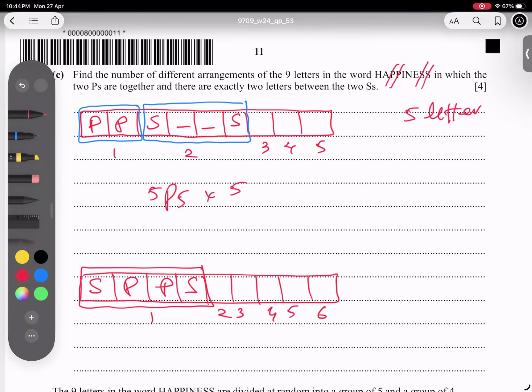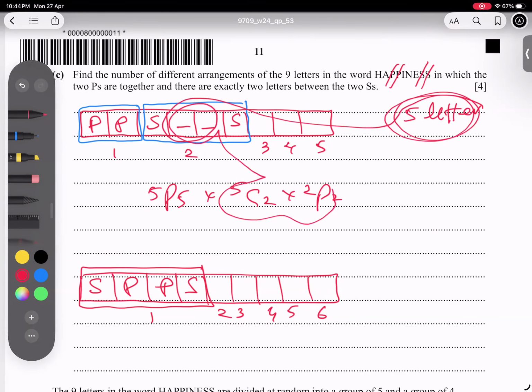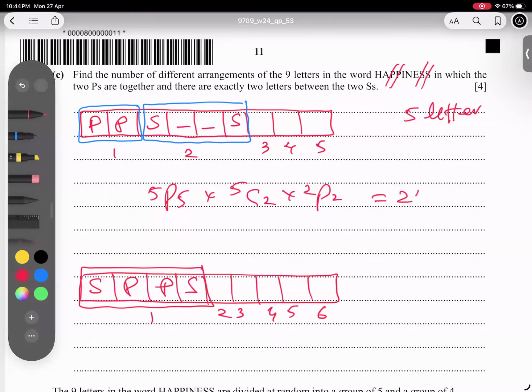So 5C2, what is 5C2? I select any 2 letters from these 5 letters and arrange them. And arranging means 2P2. I repeat my words once again: those 5 letters, I select here and then arrange them. So 5C2 into 2, I think you got the point, and the answer is giving us 2400.